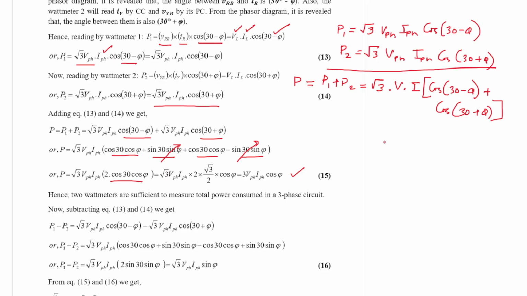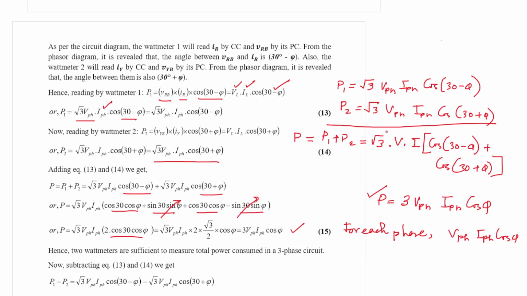So from this expression, the total power, which is coming 3 V phase I phase cos phi, is nothing but the total power consumed in the three-phase circuit, because for each phase the power consumption is V phase I phase cos phi. There are three phases, so the total power consumption will be 3 V phase I phase cos phi, or simply 3 VI cos phi.